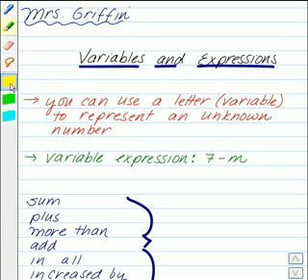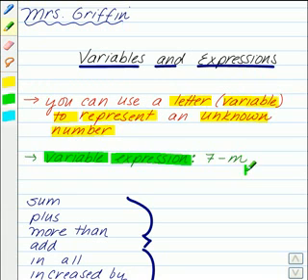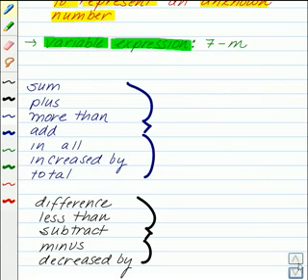What you can do is you can use a letter, known as a variable, to represent an unknown number. And a variable can be any letter you'd like to use. You'll write a variable expression, which is a combination of numbers, variables, and math: adding, subtracting, multiplying, or dividing. We can use any letter that we'd like, and it can be a combination of many of these.